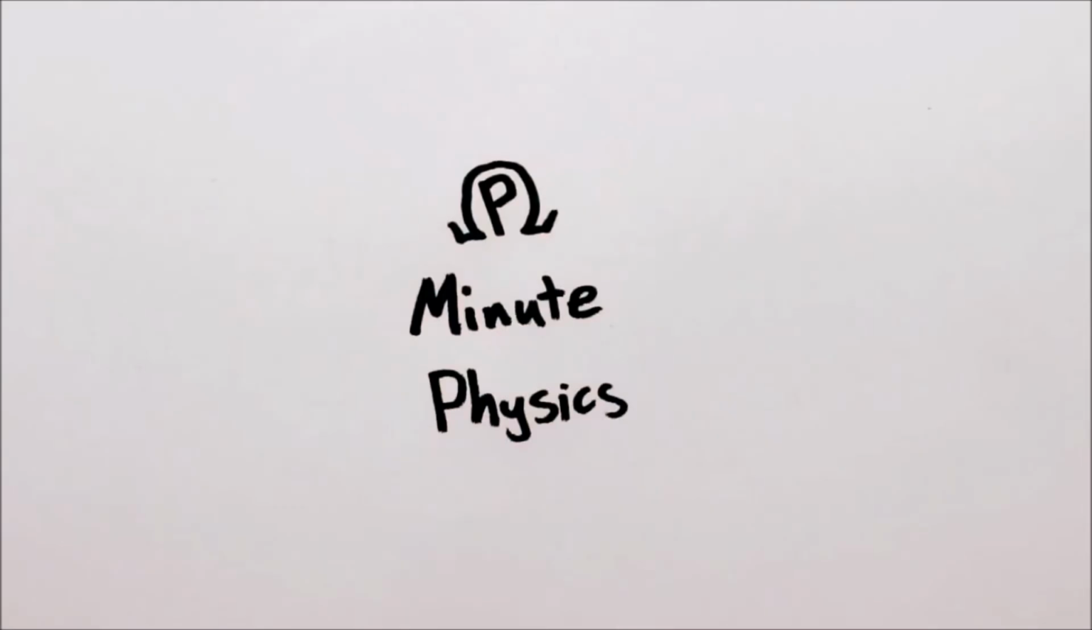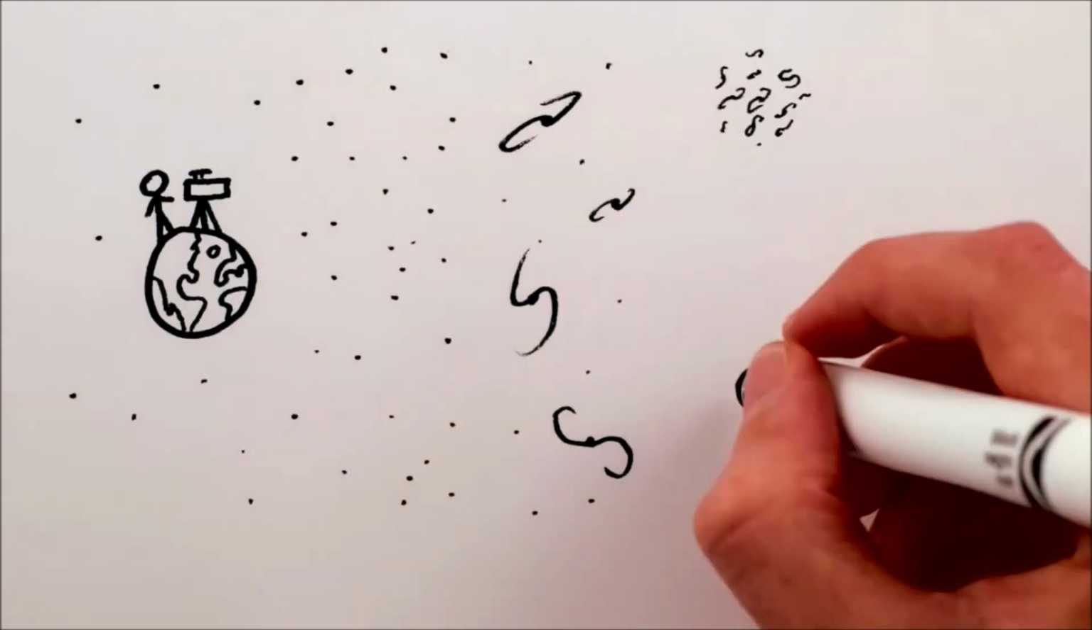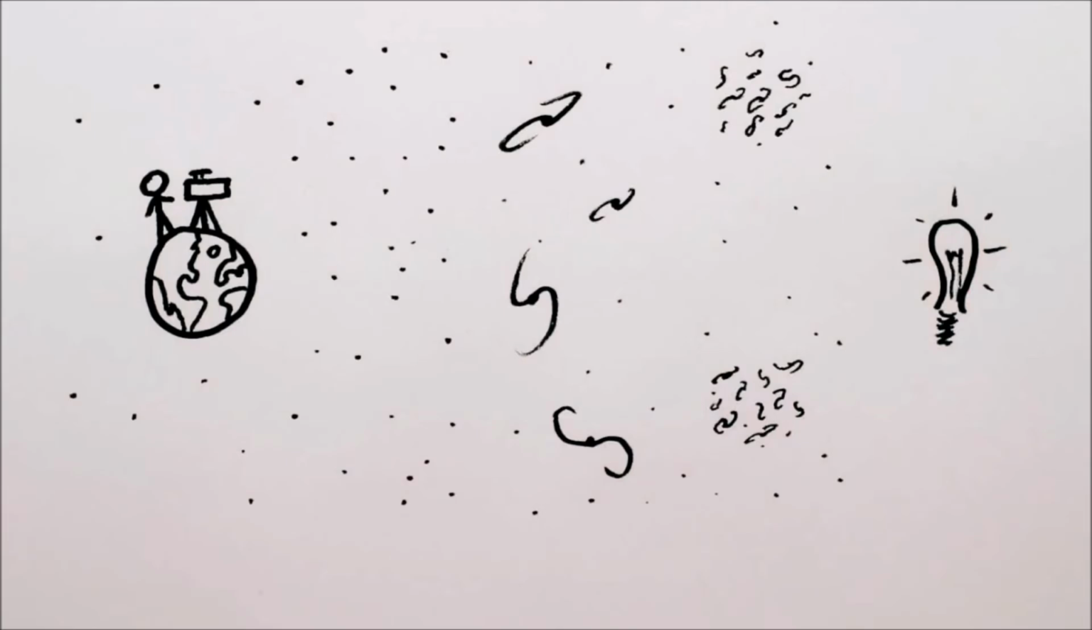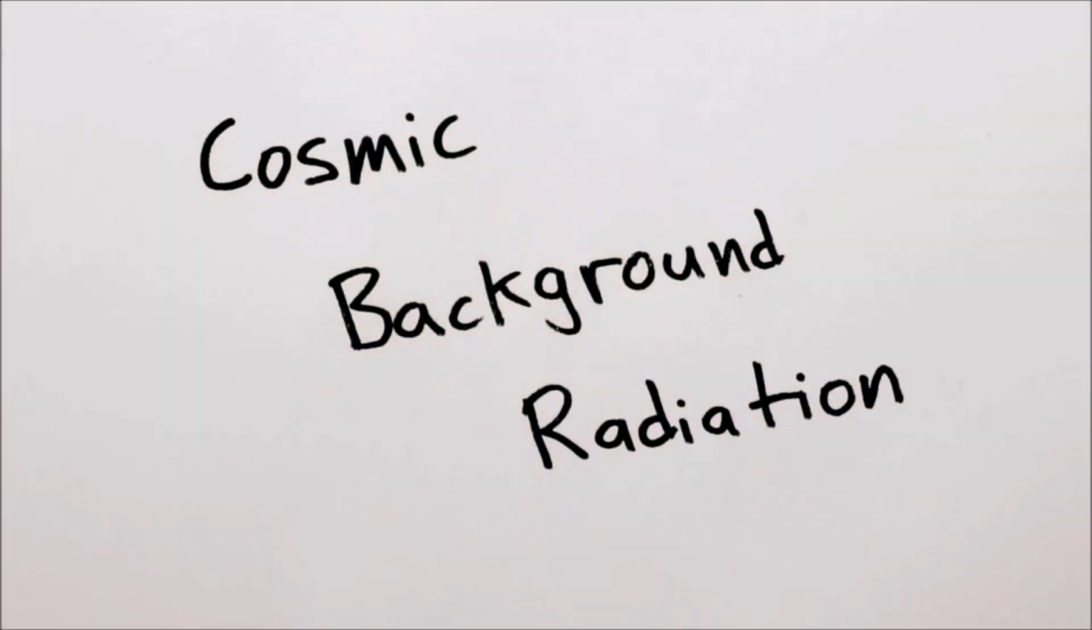If you look up at the night sky in any direction, past all the stars and more stars and galaxies and superclusters of galaxies, you will see light that has been traveling for 13.7 billion years to reach Earth. It's the oldest and most primeval light in the universe, a picture of our cosmos in its hot younger years, and it's called the cosmic background radiation.